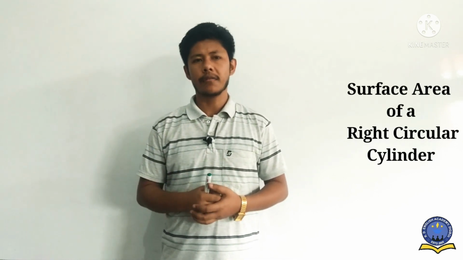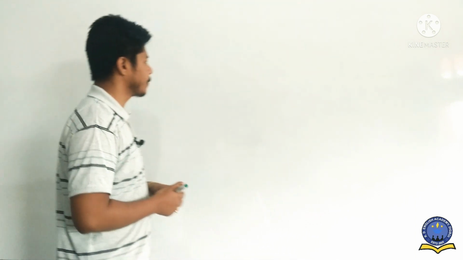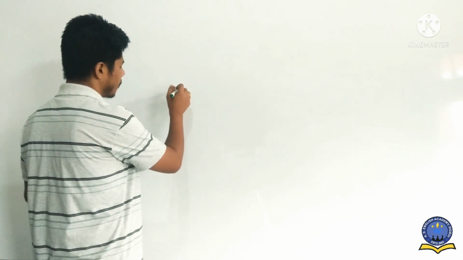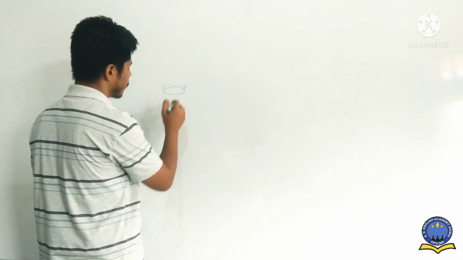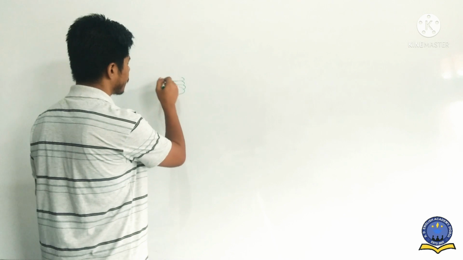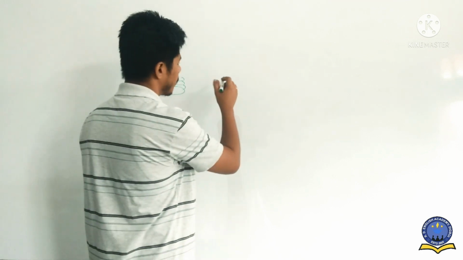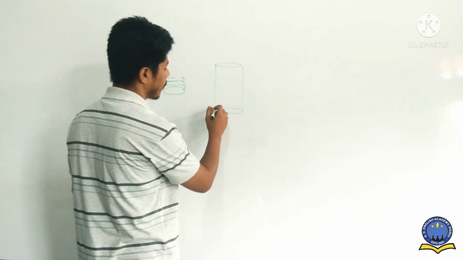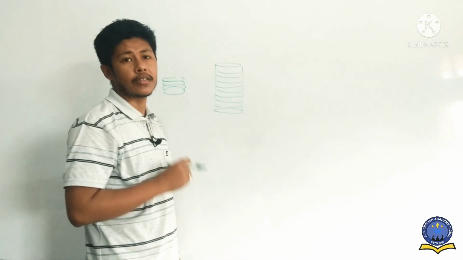Before we start the right circular cylinder, first of all, we have to check what a cylinder actually is. In general, consider some one rupee coins. If you stack one coin on top of another, one by one, in this way, the shape we get is this type of shape. This one is known as a cylinder.